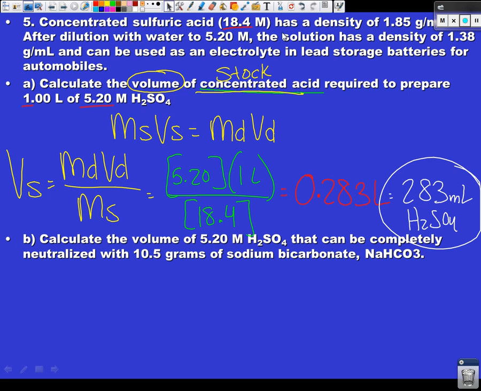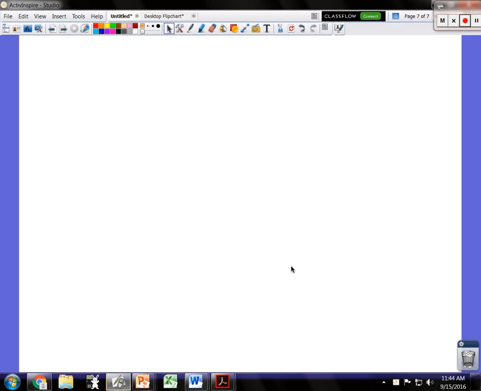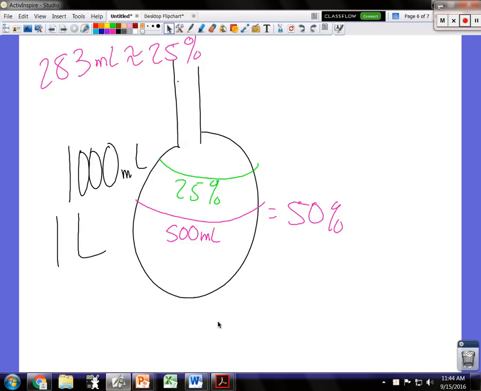Okay, David. That's a good question. If I go back to this, if I fill it up halfway, that's 50%, right? That's 500 milliliters. Then if I add my 283, that's about 28%. Is that my full 1 liter of new acid solution? No, that's why I have to fill it the rest of the way. So I would fill it with the rest of the 25%, and that gives me my 1 liter. Does that make sense? Any other questions on this?